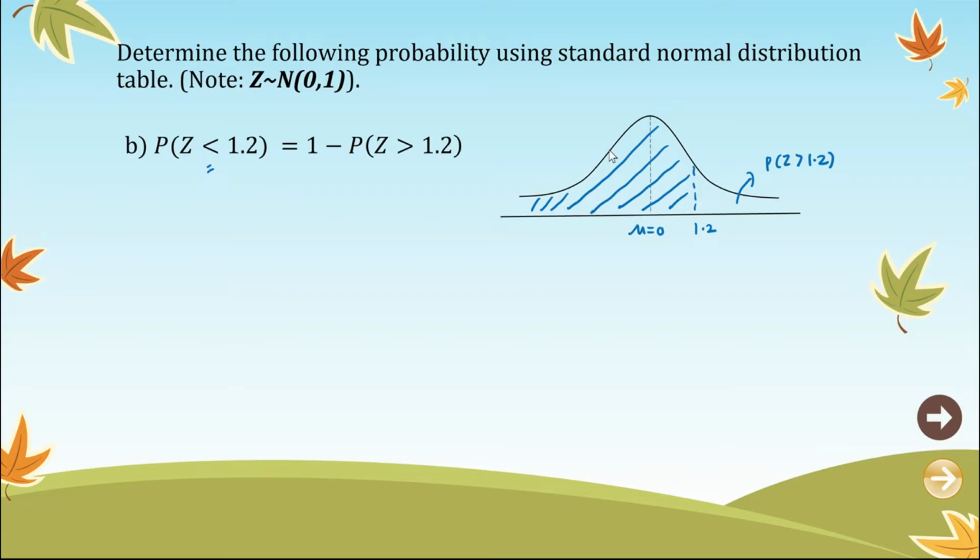So from the table, we can read that 1.2 is 0.1151, the same answer as the previous example. So 1 minus 0.1151 is 0.8849.